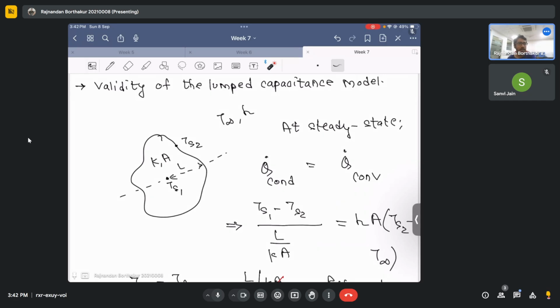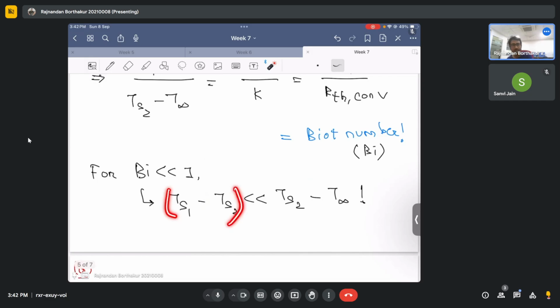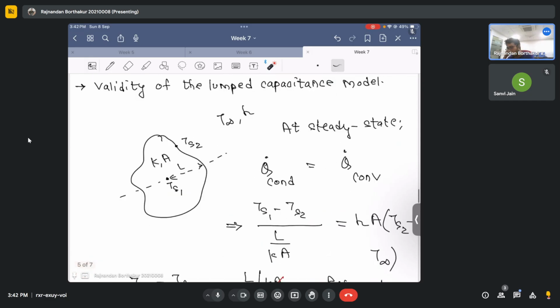In that case, since your temperature difference within the body is negligible, you can assume that the temperature within the body is not spatially varying. Since we have established that the Biot number is less than 1, throughout any points inside the body your temperatures are the same, because the difference between the temperature on the surface and on the axis is very less. You can assume that the temperature inside the body does not vary with x, and in that context only you can apply the lumped capacitance model.